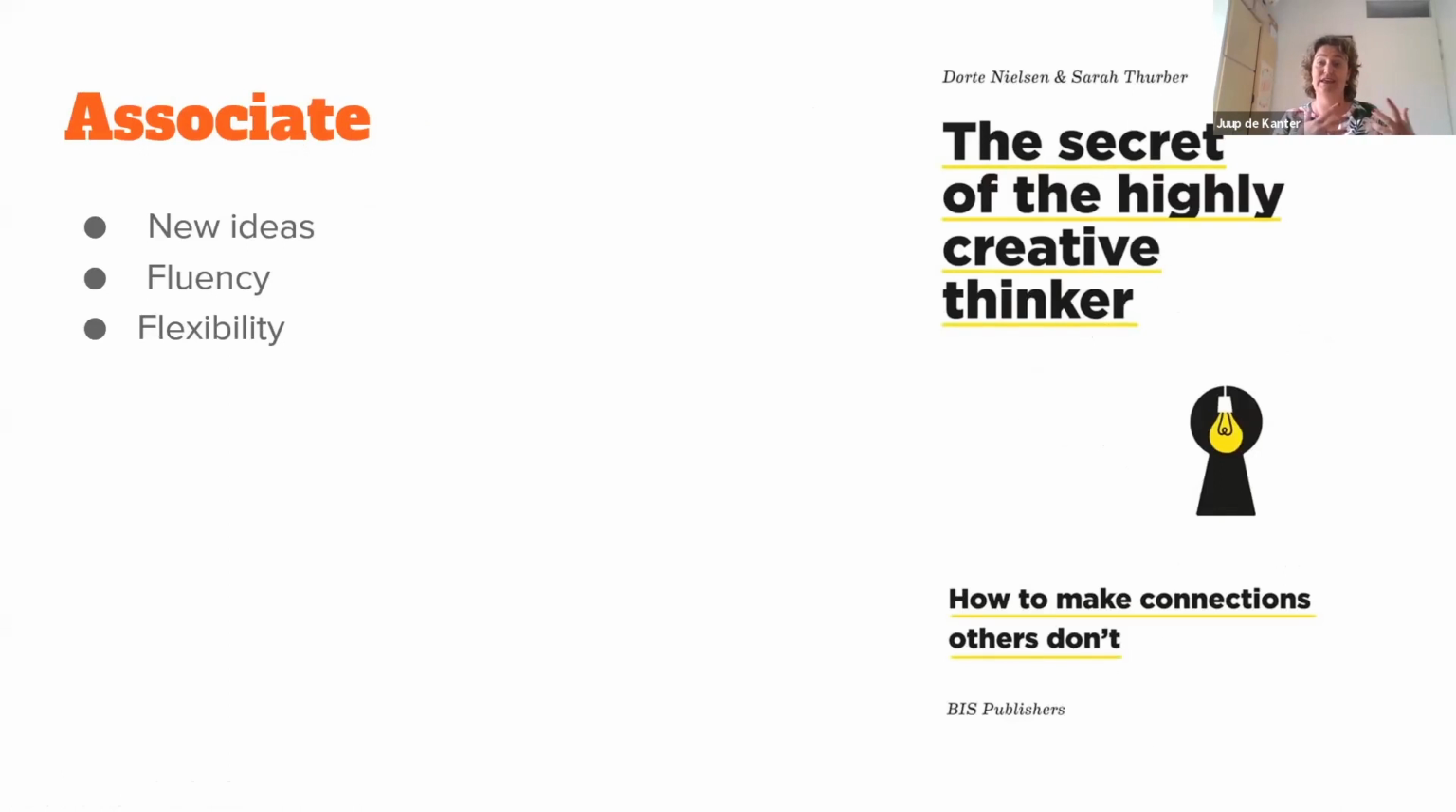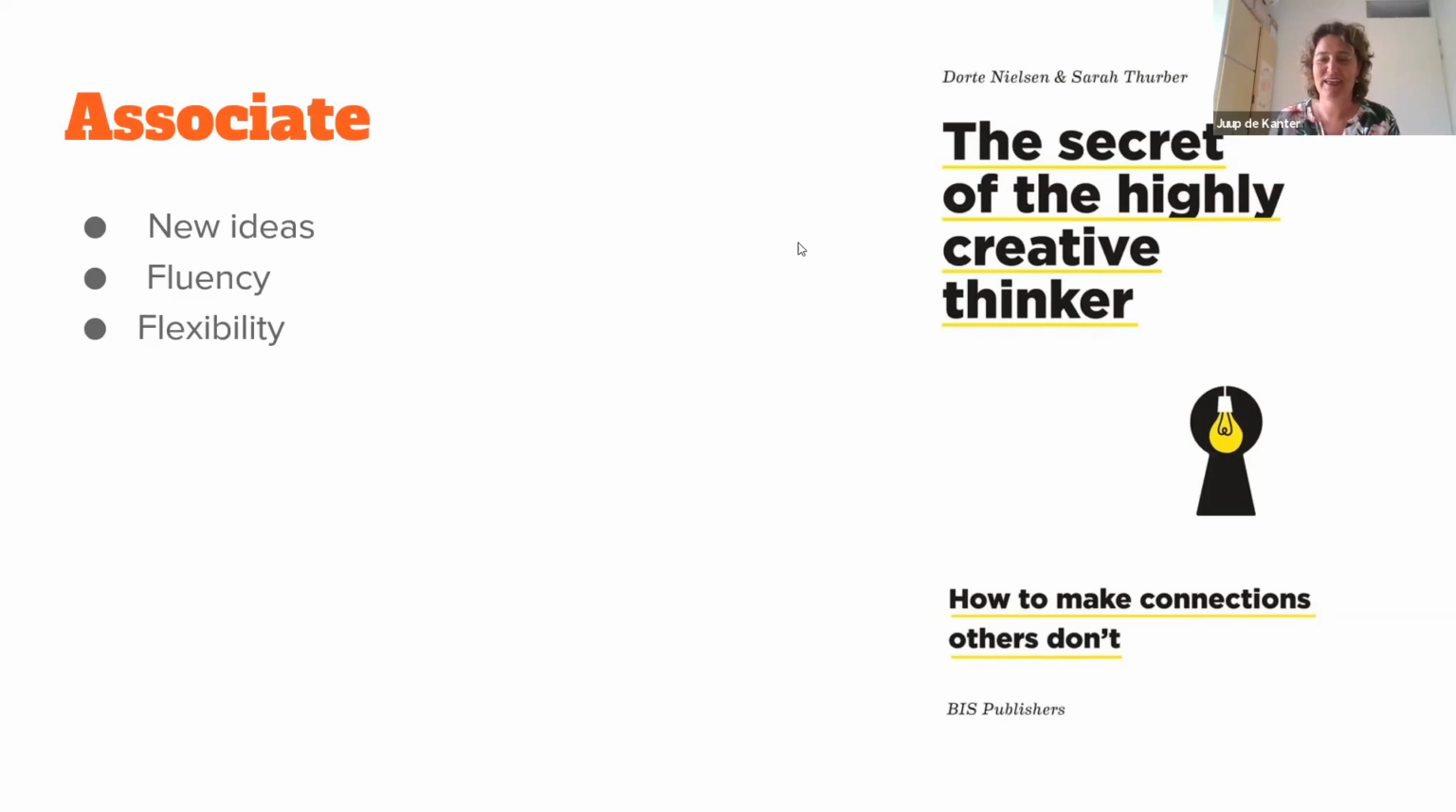We tried it in the first exercise to combine your name with an object and say something about yourself. This is a very nice book I can highly recommend. It's The Secret of the Highly Creative Thinker: How to Make Connections Other People Don't. It's a book with 21 exercises of almost a quarter of an hour to exercise yourself to become a better creative thinker by making associations. Sometimes you have to draw, sometimes you can do it by words.